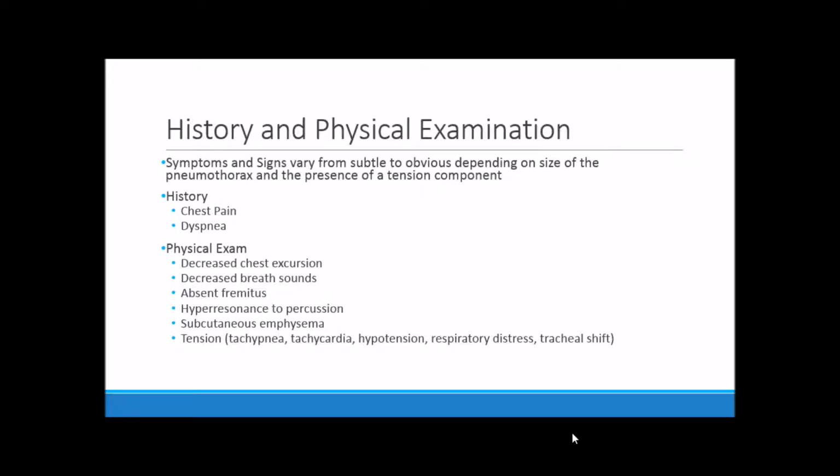History and physical exam. In small pneumothoraces, it can be really subtle, both the physical findings and the history. But when patients are symptomatic, they'll usually complain of chest pain, sometimes back pain. As the pneumothorax gets bigger, they'll start to get dyspneic. On physical exam, there are a lot of findings here, but again, they can be quite subtle.